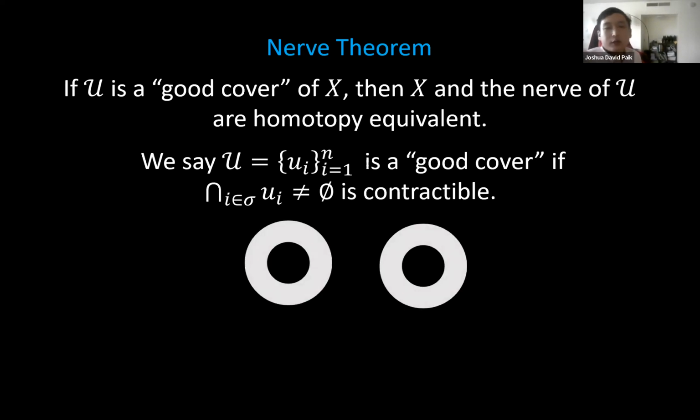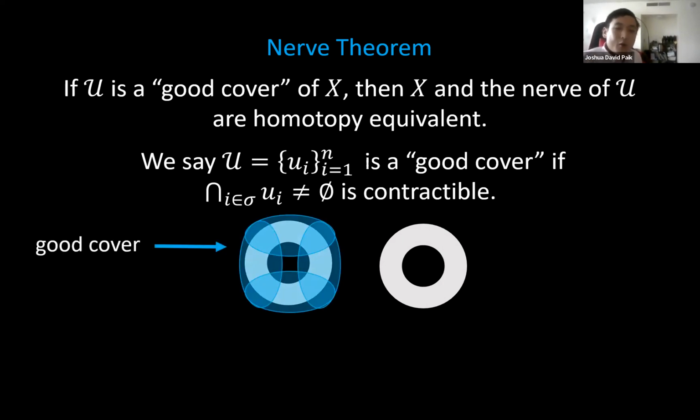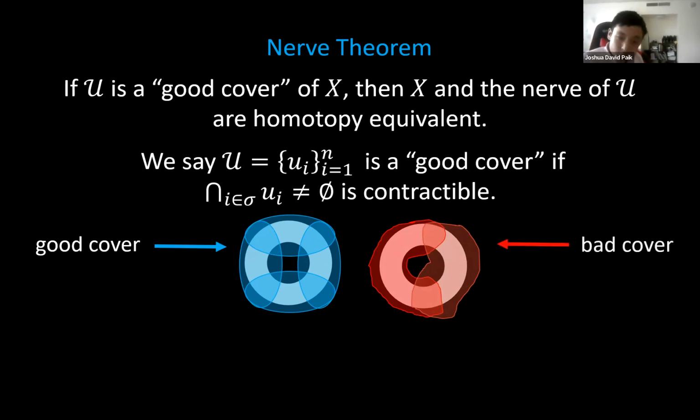So here's an example. Let's say we have an annulus. Well, here is a good cover of it. Why is it a good cover? Well, if I take any subset, in this situation you can only take two constituents. Their intersection is this little eggplant-looking shape. This is contractible because in this fake example I made, it's convex. Here's an example of a bad cover. Why is this a bad cover? Well, I take the intersection. You have two components, and it's not contractible.